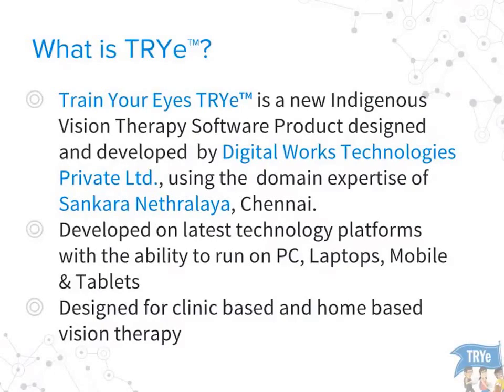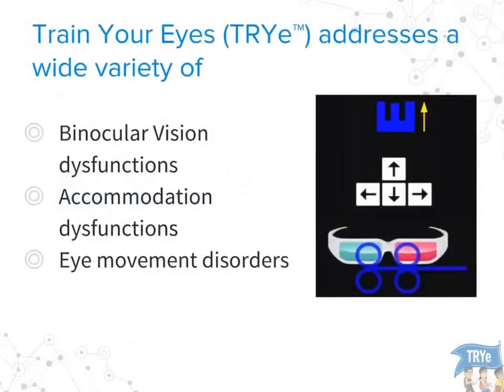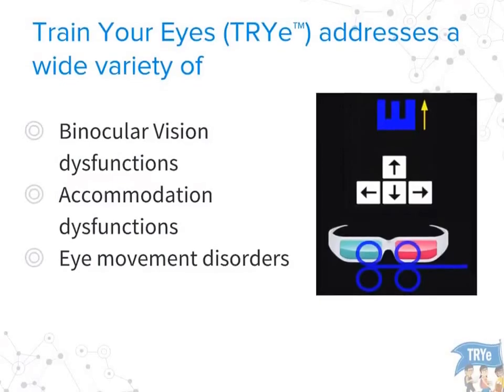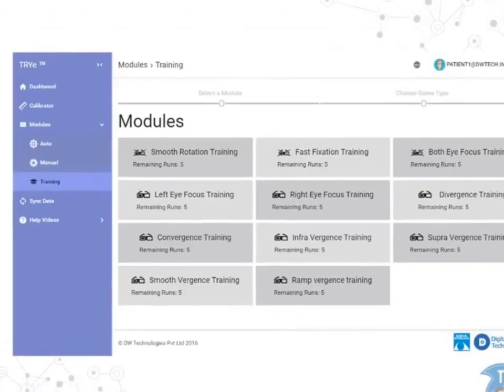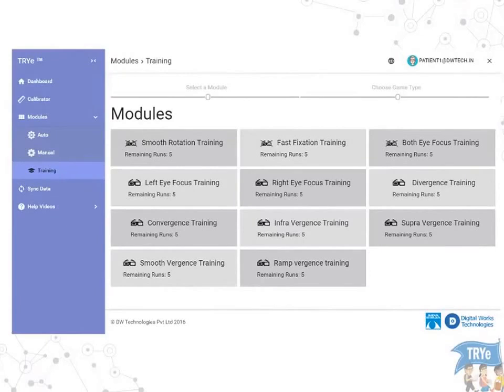TRYe addresses a wide variety of binocular vision dysfunctions, accommodation dysfunctions, and eye movement disorders. This is just a quick outlook of how the modules of TRYe look, and as we go through the presentation, you will get to know more about the functioning of these modules. What is unique about TRYe?